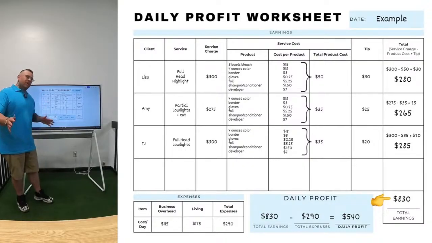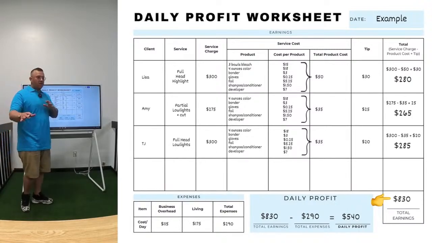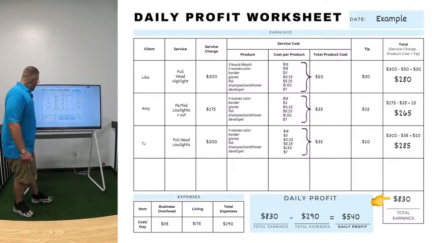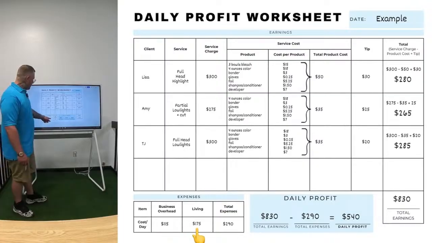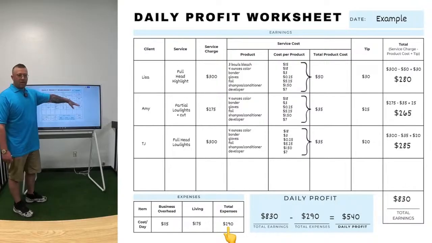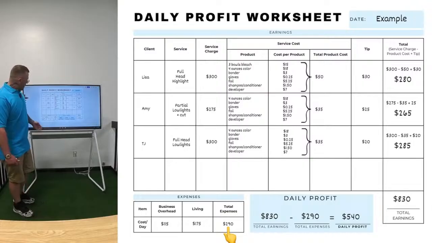Again, most of us work either 4 days, some of us 3 days, but as an industry we're mostly working 5 days a week. If you work more, that's on you. Those are your numbers. So again, we knew that on my business, my overhead expenses were $115 a day. Living expense was $175 and $290 from this example. And I'm not talking about my living expenses from the other one. This is this example worksheet.